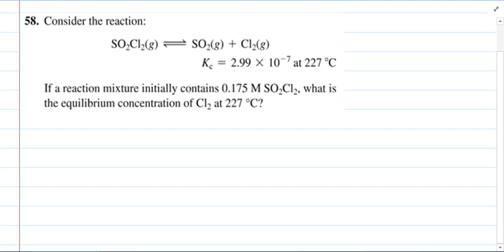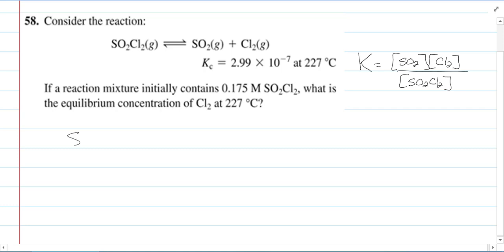Last one, 58. Consider this reaction again. We have K and an initial concentration of SO2Cl2, and we want the equilibrium concentration of Cl2 at 227 degrees Celsius. For K, I like to write out the expression: concentration of SO2, concentration of Cl2, over the concentration of SO2Cl2. The reaction is SO2Cl2 gas going to SO2 gas and Cl2 gas. Ice table.